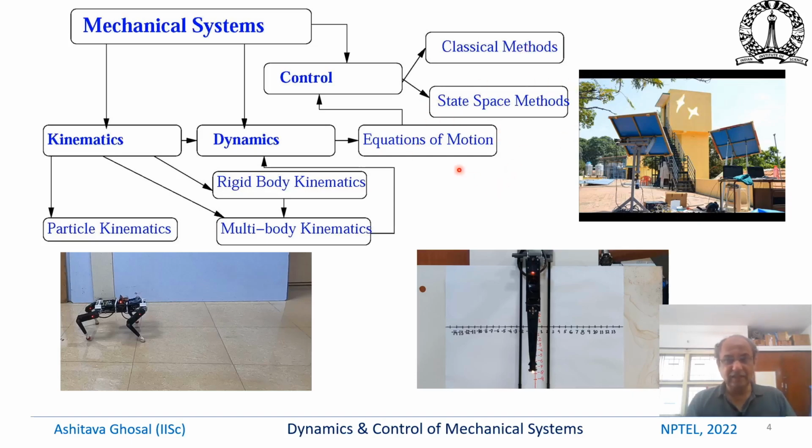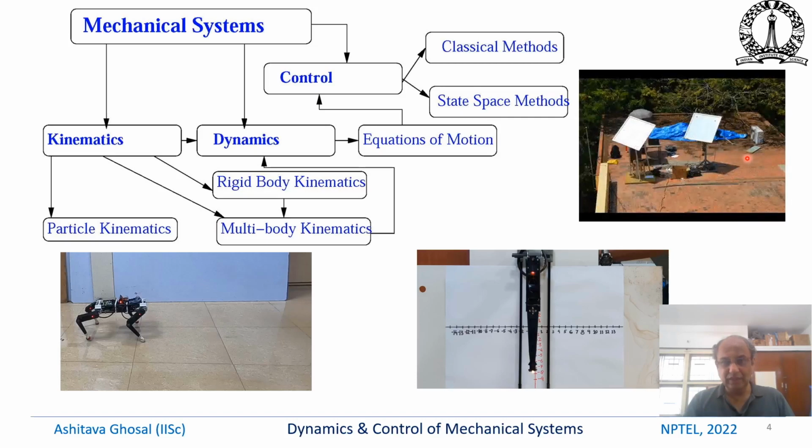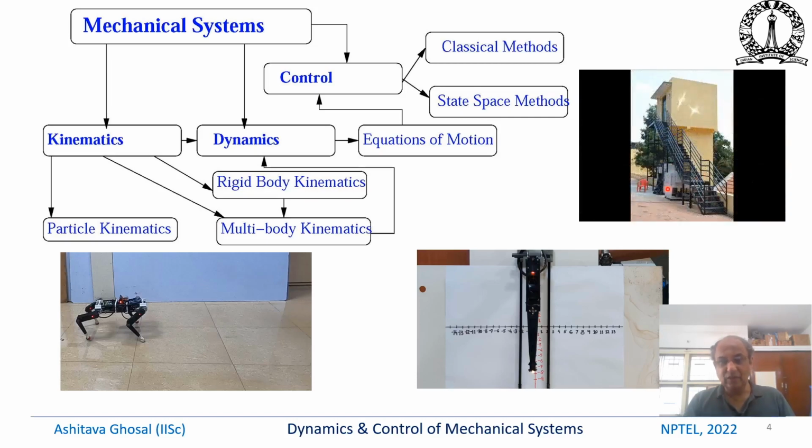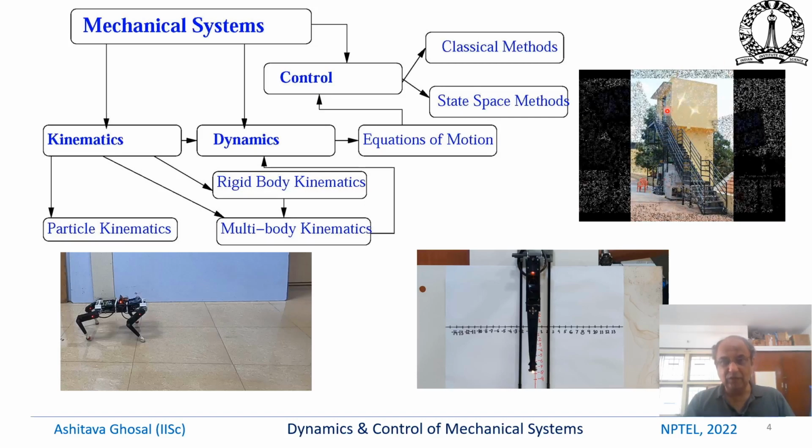So here are 3 examples of mechanical systems. I will show you them, and these are short videos. So first is this, what is called a sun tracking system. Basically, there are 2 mirrors which track the sun, and then they focus the incident beam onto a receiver.